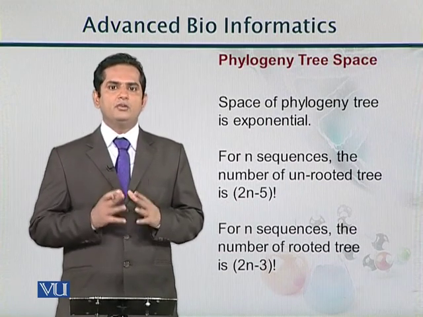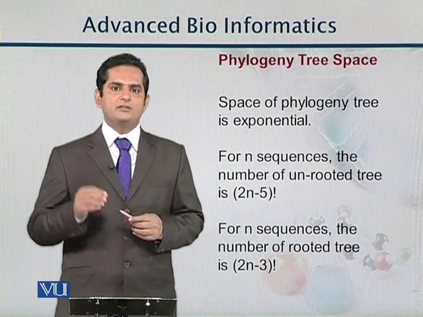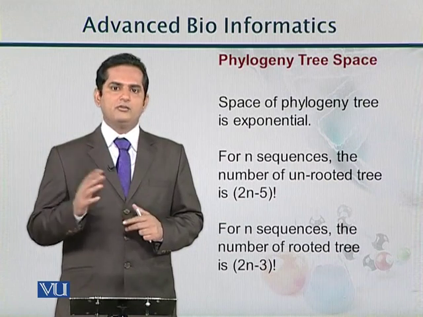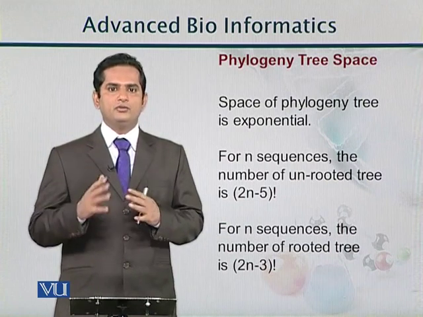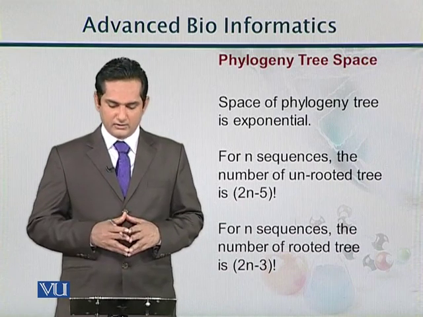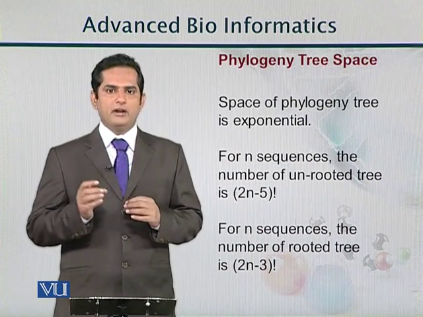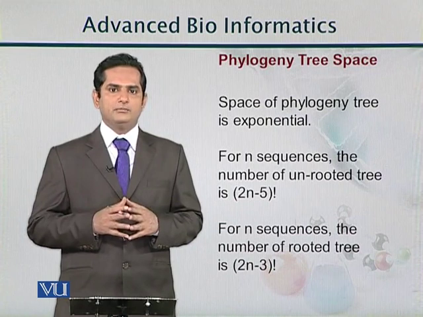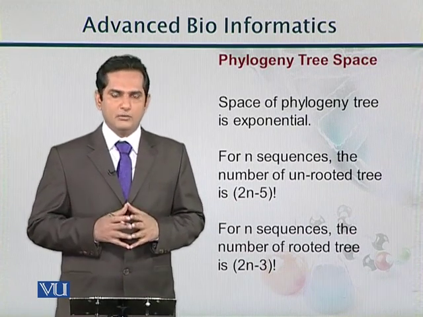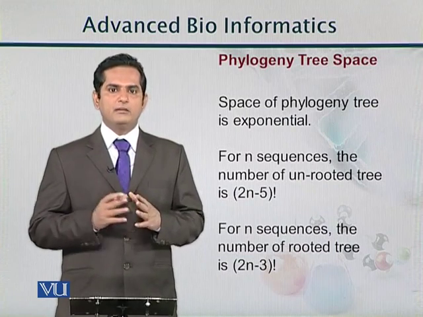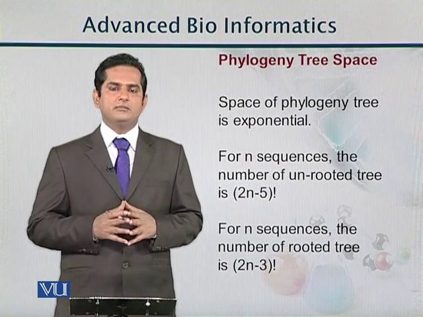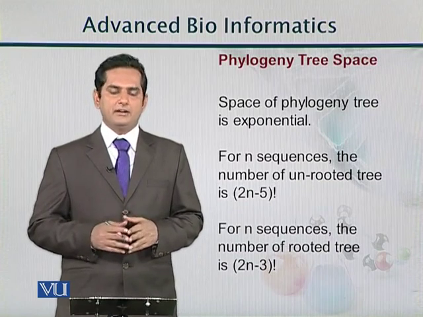What is a rooted tree? A rooted tree always starts from a root, which is the parent of all other nodes. For an unrooted tree, there is no root, there is no parent. So here what I have shown is that for n sequences, we have 2n minus 5 factorial unrooted trees and 2n minus 3 factorial rooted trees. How this number is generated, let's see in the coming slides.